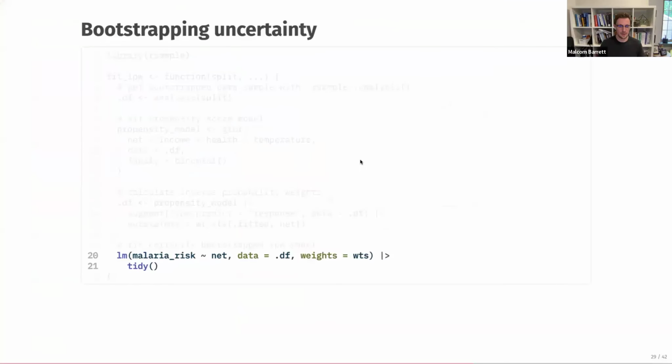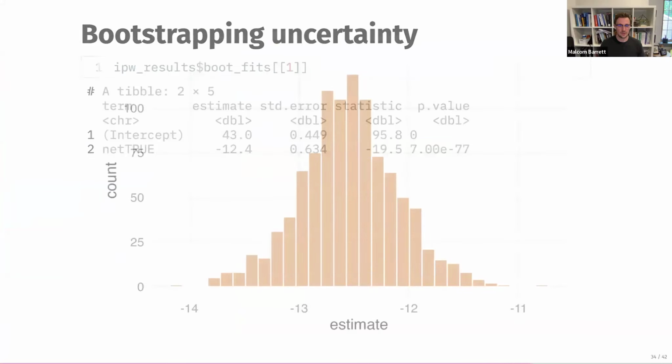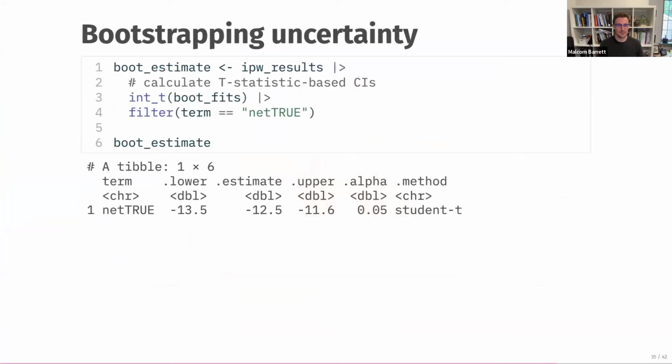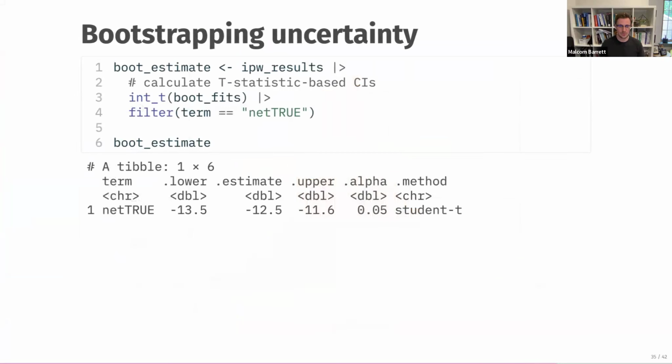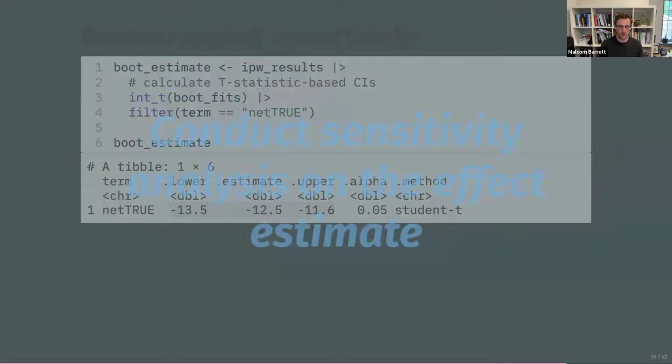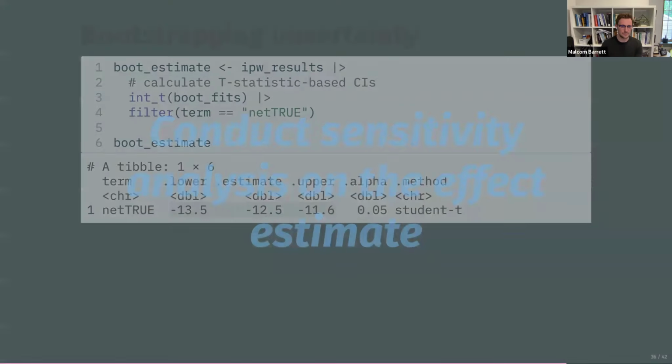All right, so let's keep going. I can answer other questions in a moment once we work our way through this. We can also calculate confidence intervals from this distribution. So now we have more accurate confidence intervals about this estimate. The lower 95% confidence interval is negative 13.5, and the upper is negative 11.6. In this particular example, which won't always be true but usually is, the confidence intervals are a little bit wider because we have that element of uncertainty about modeling the propensity score.